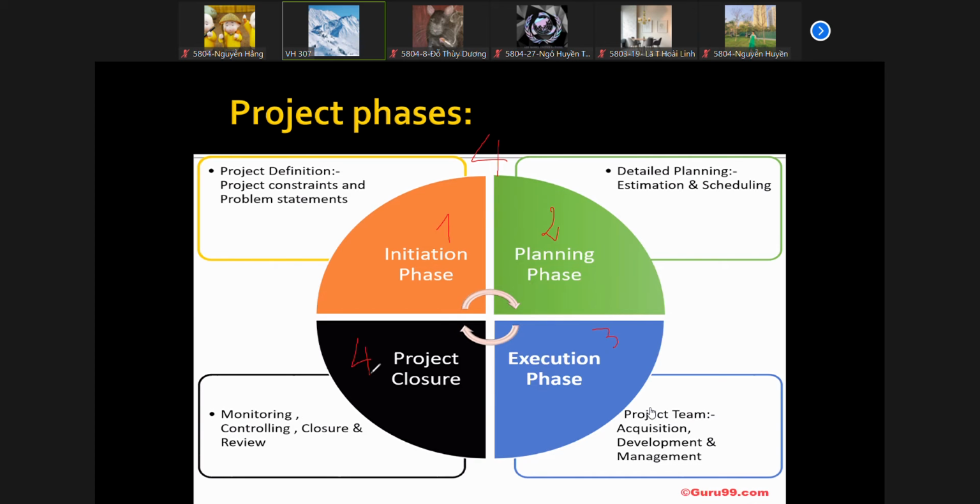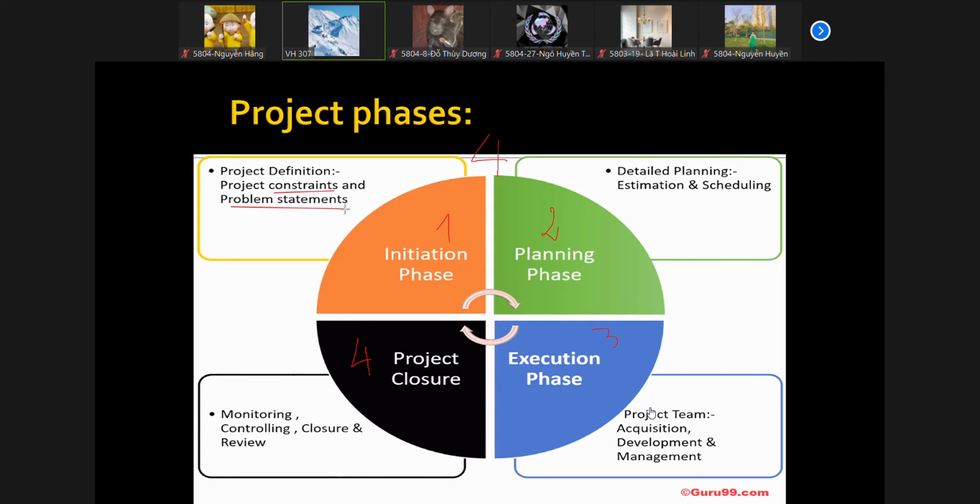So for the first one, that is the initiation phase, or maybe we have another one that is initiating. Mình gọi là giai đoạn khởi động của dự án. Right. So in this phase, we can see that the project definition is defined, and then they also have to identify all the project constraints, and then after that, identify the problem statements in the initiating, that is the first phase. And the second phase is the planning phase.